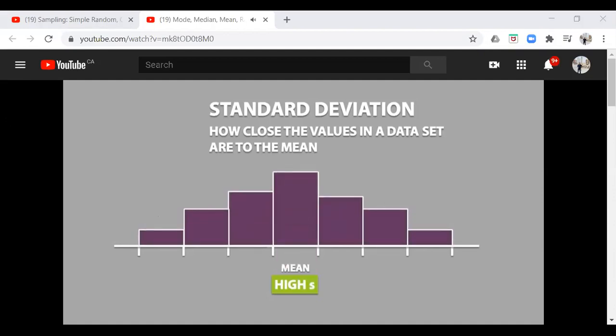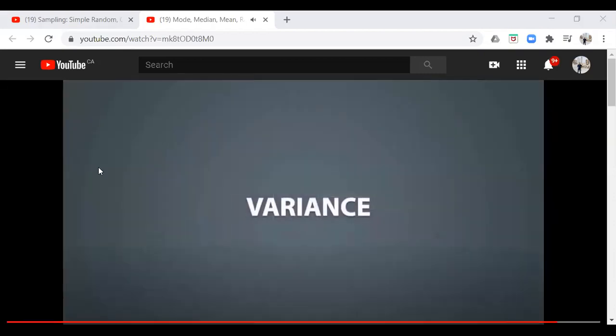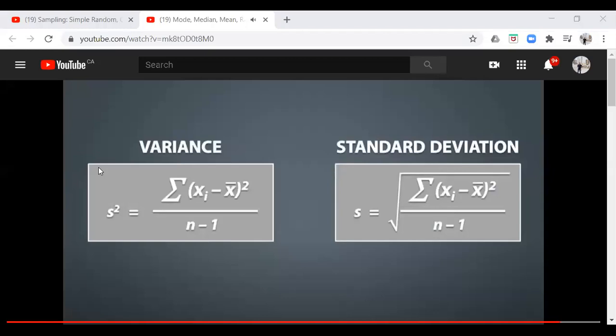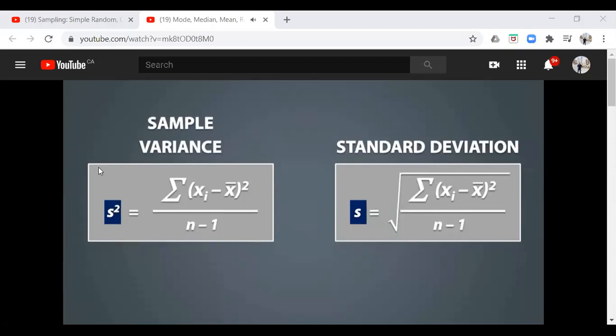The last thing we will talk about is variance. Variance is closely related to the standard deviation. The only difference between these two formulas is that the standard deviation involves taking the square root of the calculations, and for the variance, we don't take the square root. Also, notice how for the standard deviation, we denote it as S, and for the variance, we denote it as S squared. Both of these can be referred to as the sample variance and the sample standard deviation.